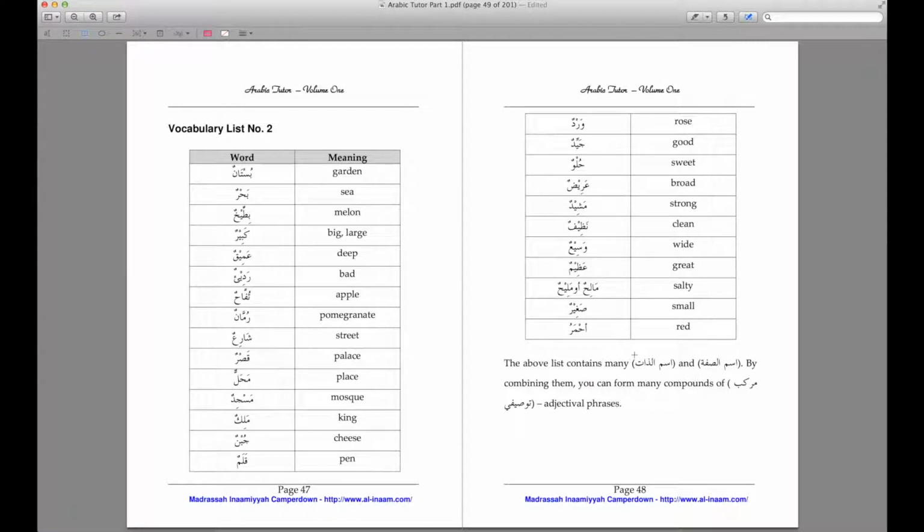The above list contains many ismu dhat and ismu sifa. By combining them, you can form many compound murakab tawsifi adjectives. For example, you could say masjidun kabirun, a big mosque right here. So it could be masjidun, where did the big go? Kabirun. We could combine like that. Or you could say bahrun wasi'un, wide ocean. That's some example.